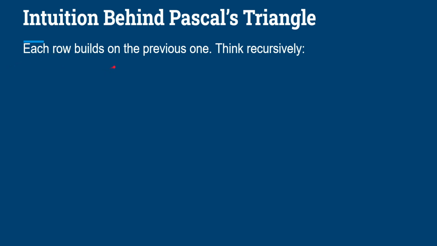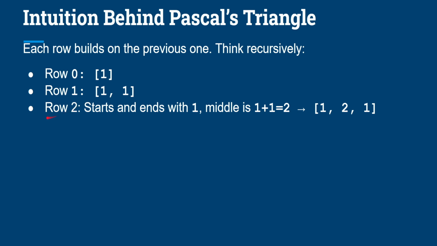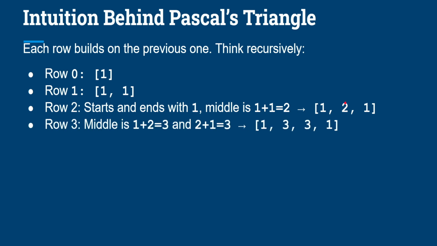So can we say what is the intuition behind Pascal's triangle? The intuition behind Pascal's triangle is, for each row we will build on the previous one and think recursively. For row 0 we have the value 1, for row 1 we have 1 and 1, right? That is fixed. Now start with row 2, where the start and end are 1 and the middle is what? 1 plus 1 is 2. So we can say 1 2 1. This start will be 1, end will be 1, but the next value will become 1 plus 1, which is 2, right? Similarly, for the middle, the start and end will remain the same, right?